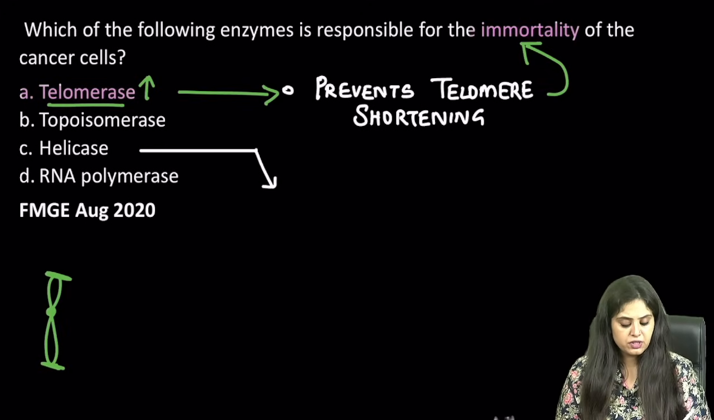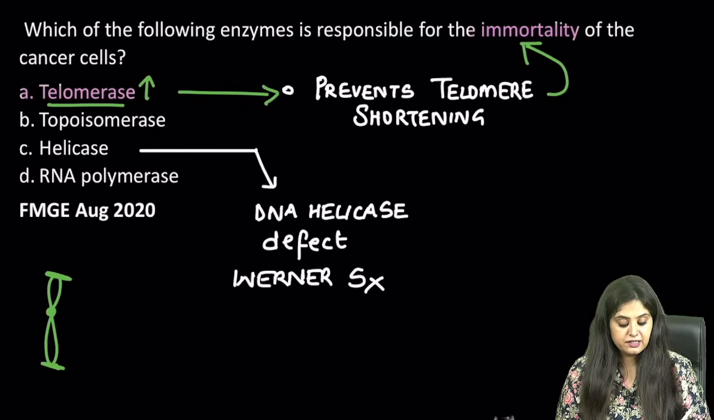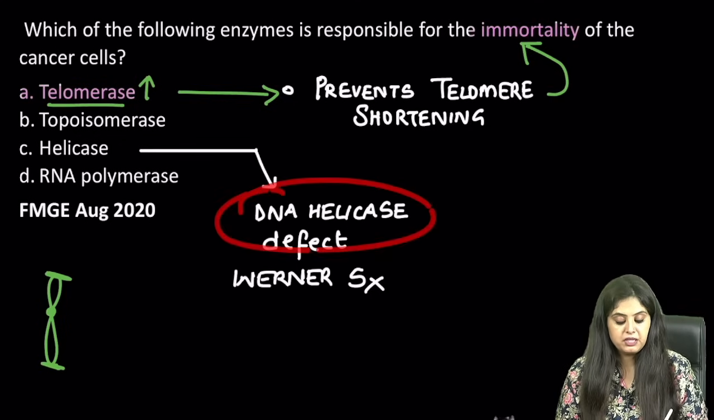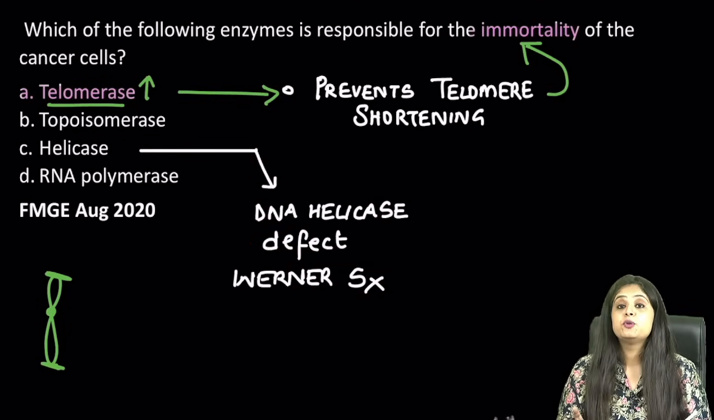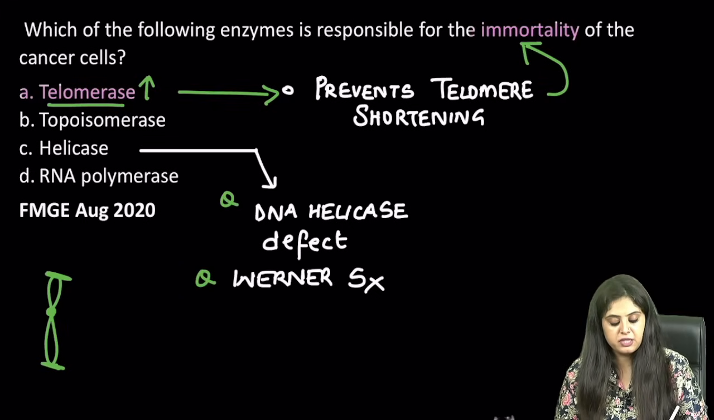However, there's another option given over here, that is helicase, which gets a previous year question. Helicase enzyme defect, especially DNA helicase defect, has been associated with a premature aging syndrome or progeria syndrome known as Werner syndrome. This was a NEET PG PYQ that has been asked.